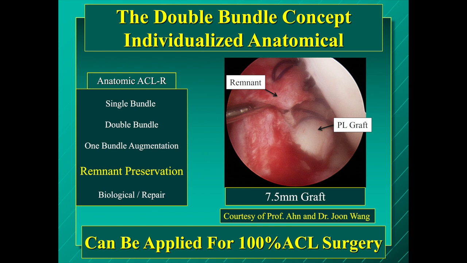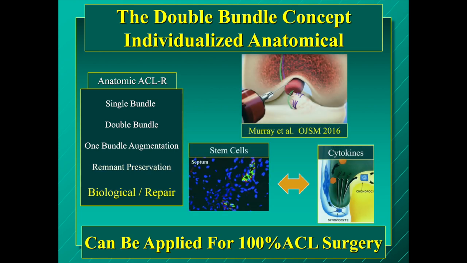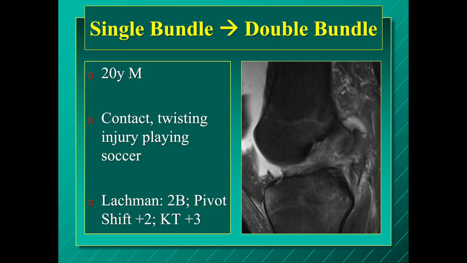Remnant preservation may be the way of the future. Remnant preservation techniques take advantage of the native matrices. Remnant preservation may improve graft incorporation, restoring 100% of the tibial insertion site, while also ensuring a richer neurovascular supply to the graft. Finally, though biologic and repair techniques are still being developed, they may be the way of the future. To illustrate this concept, we present a case.